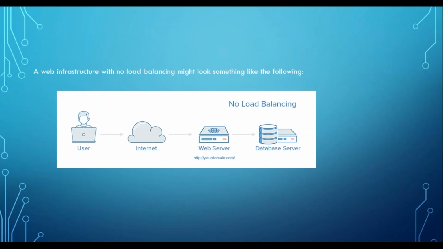A typical infrastructure with no load balancing would look something like this, where a user is trying to access the application over the internet. The request goes to the web server, and the web server is trying to communicate to the database server at the backend. These web servers, which host your application, come with limited capacity, be it in terms of memory, CPU, RAM, anything. So initially, when you host the applications on the web server, the performance might be very good because of the number of users who are using it.